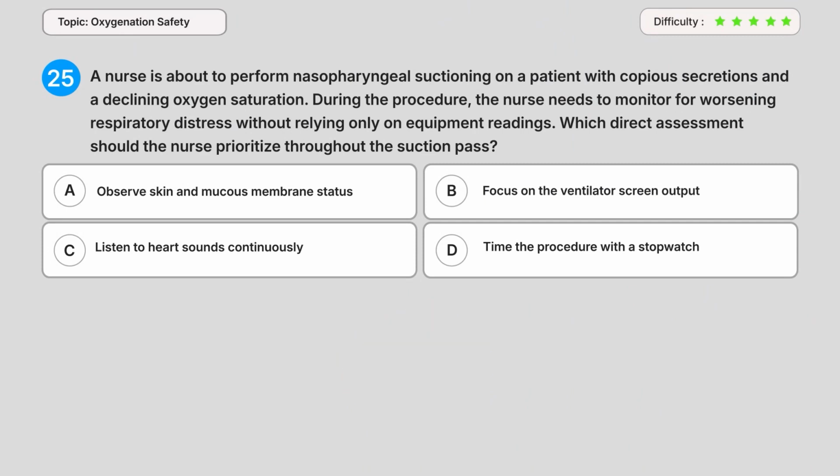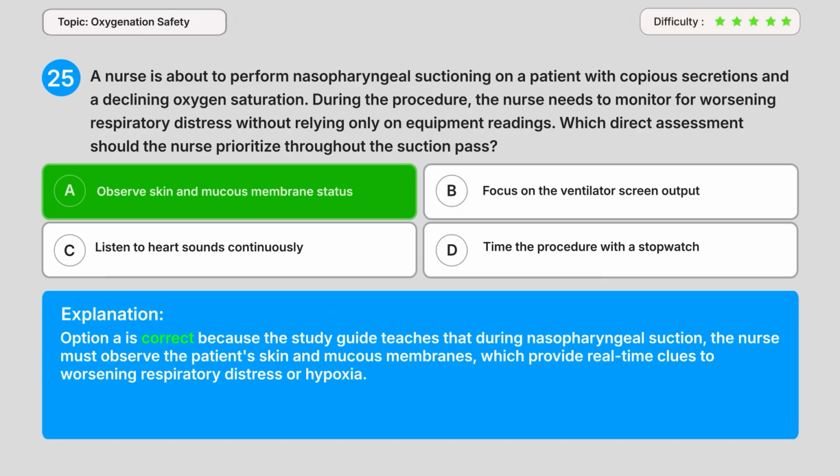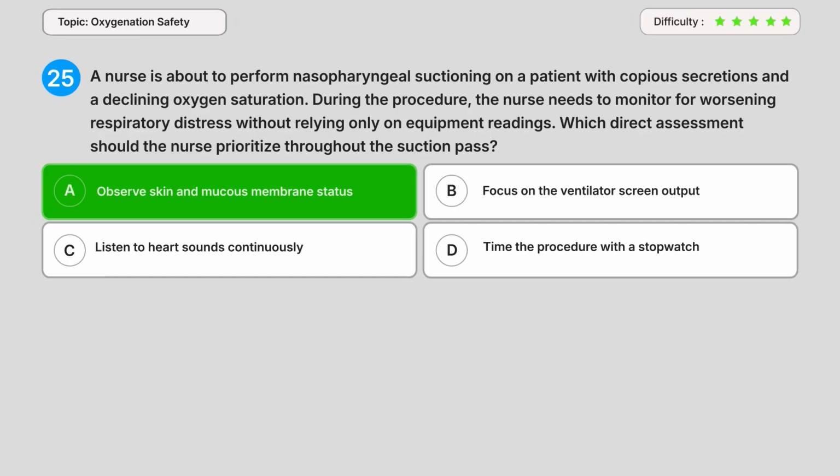Correct answer. A. Observe skin and mucous membrane status. Option A is correct, because the study guide teaches that during nasopharyngeal suction, the nurse must observe the patient's skin and mucous membranes, which provide real-time clues to worsening respiratory distress or hypoxia.